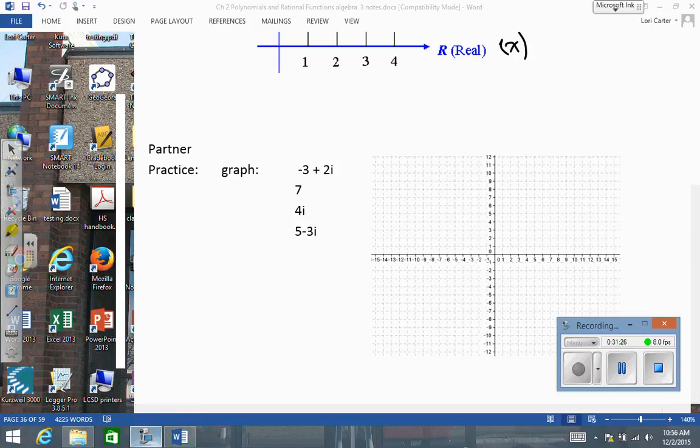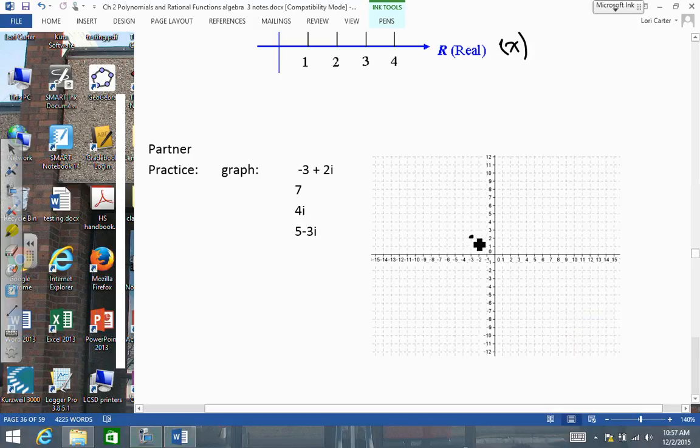Okay, negative 3 plus 2i. How did you graph it? Go left 3, up 2. Okay, there you go. How did you graph 7? Go right 7. A vertical line. And you put a dot, right? And 4i, you went up, and you put a dot. 5 minus 3i? Right 5, down 3. Okay, these 2 are good.